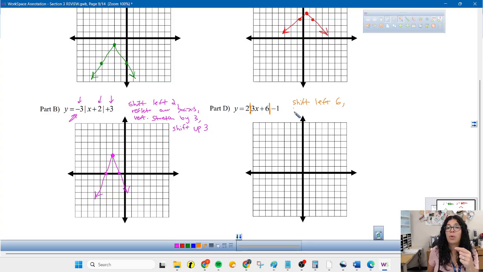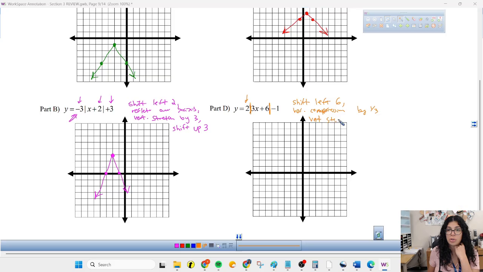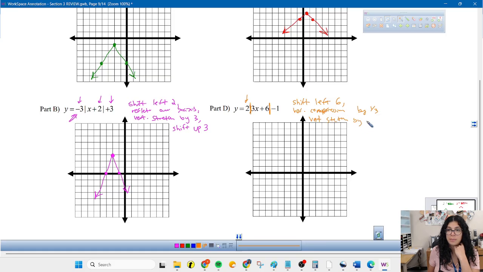And instead of horizontally multiplying by 3, we multiply by 1/3. So it is a compression by 1/3. And that's it on the inside. On the outside, multiply by 2. So that is a vertical stretch by 2 and down 1 shift.